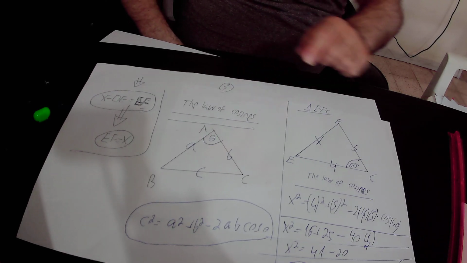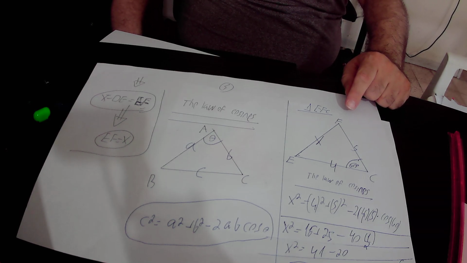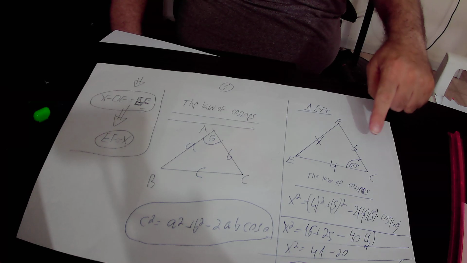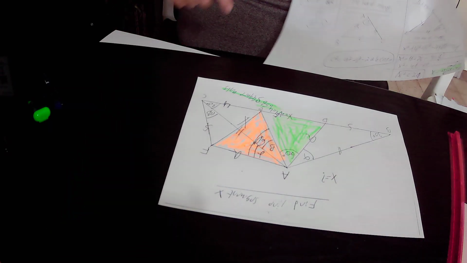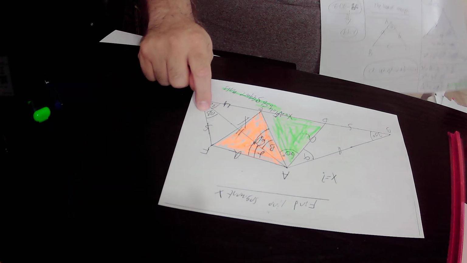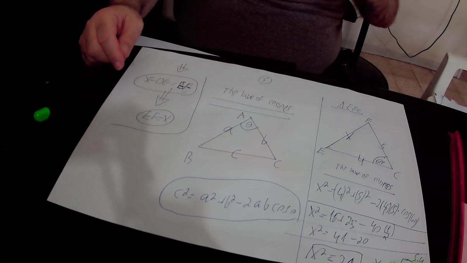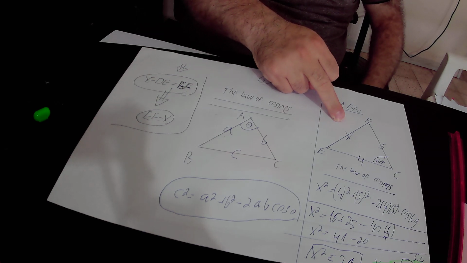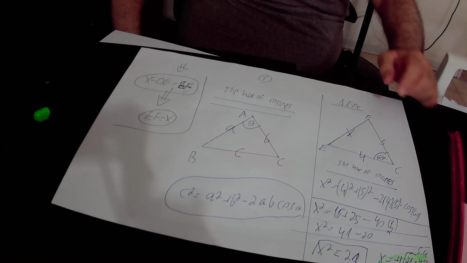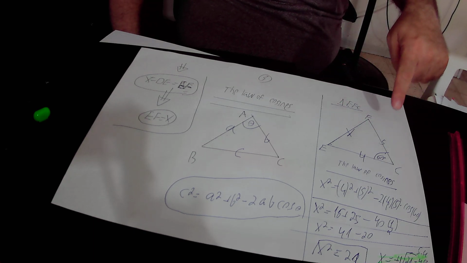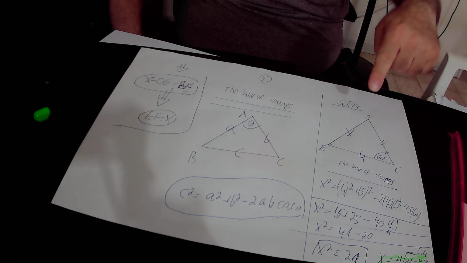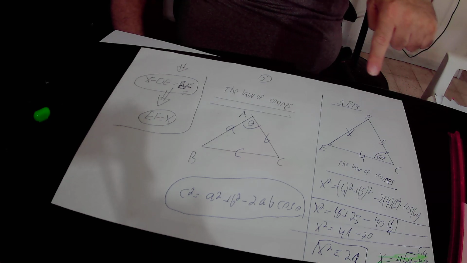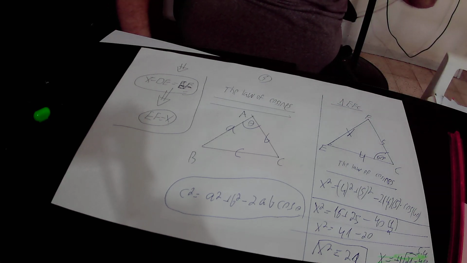Then we implemented the law of cosines in this triangle, triangle EFC. Side EF equals x, side FC equals 5, and side EC equals 4. And this angle FCE equals 30 degrees plus 30 degrees, that is 60 degrees. According to the law of cosines, we get that x squared equals 4 squared plus 5 squared minus 2 times 4 times 5 times cosine 60 degrees.